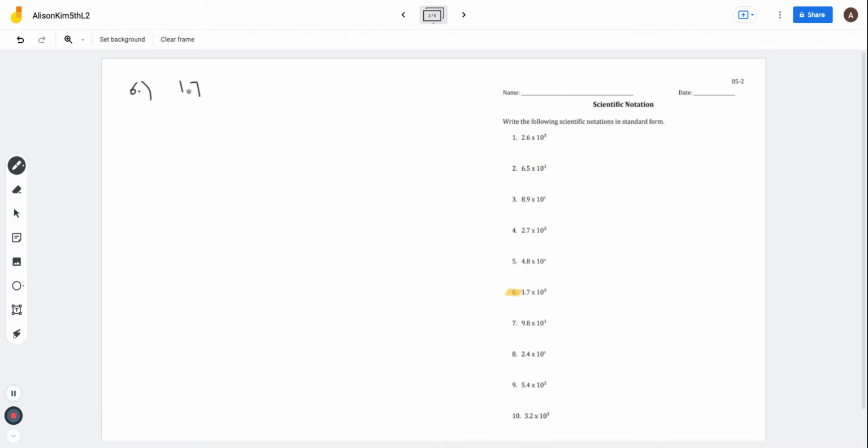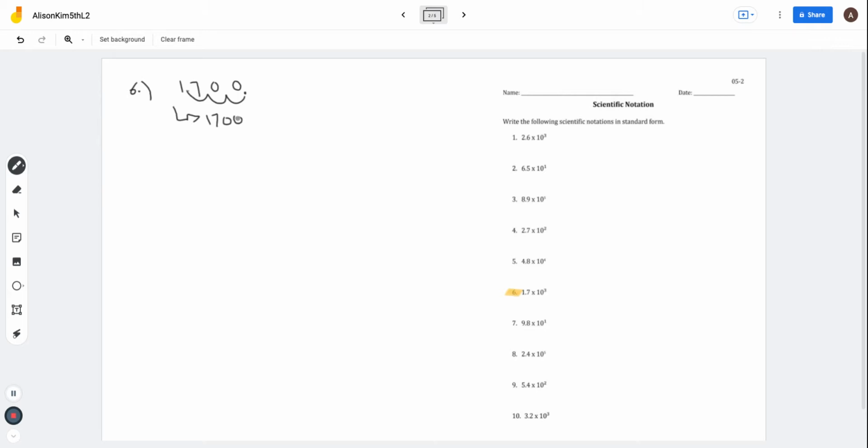So since it's to the third power, we're going to move this decimal point to the right 3 times. So it's going to go 1, 2, 3. And then we're going to place our decimal point right there. And in these spaces, we're going to put in this placeholder 0. So in its expanded form, it will be 1700.